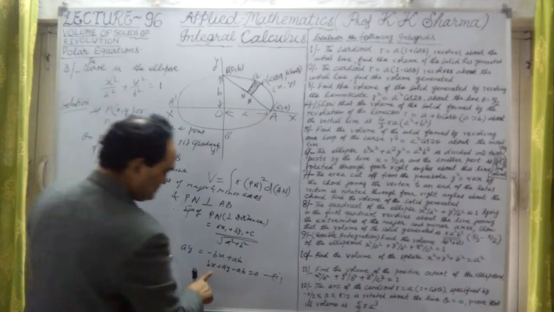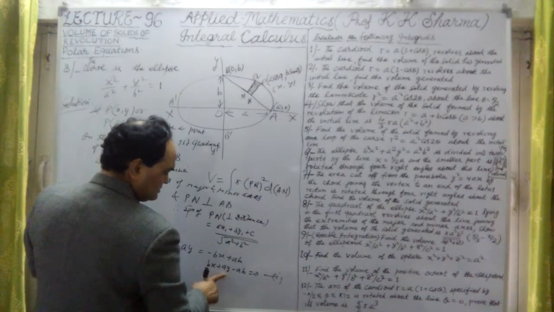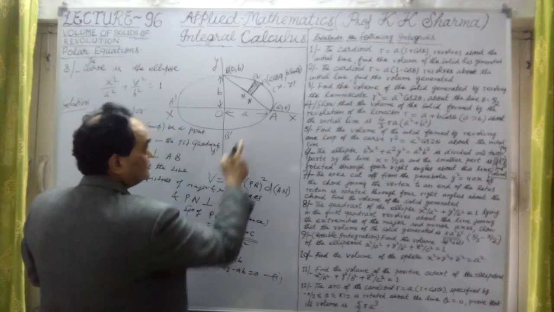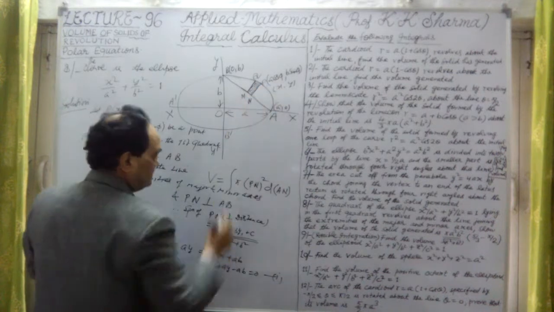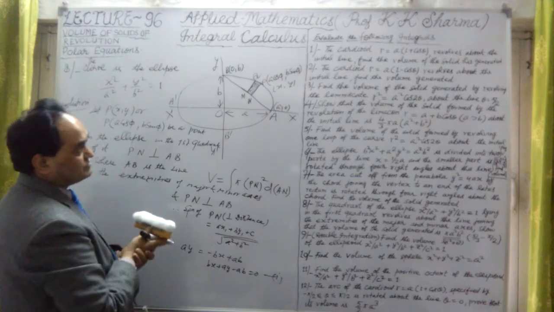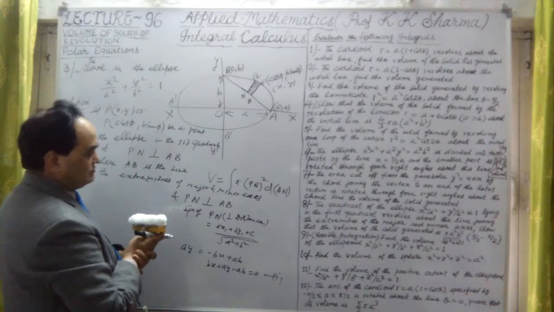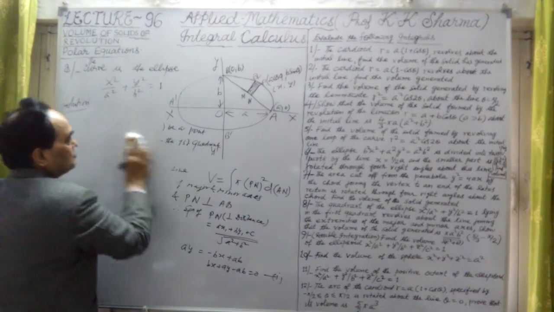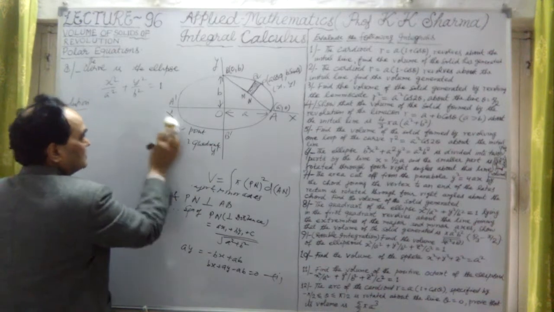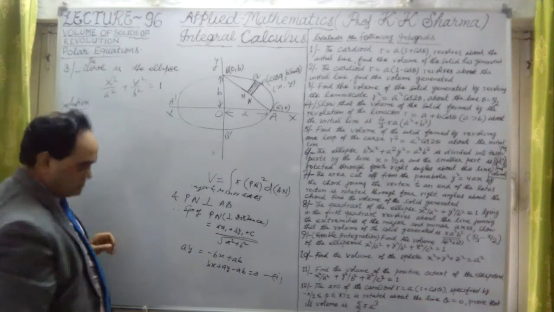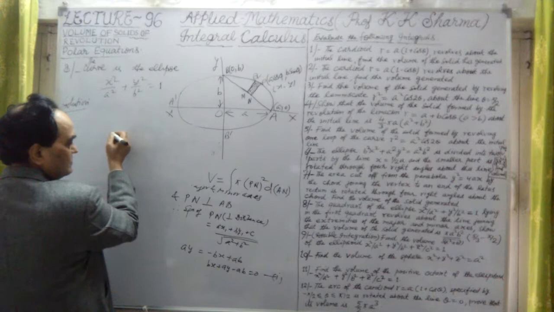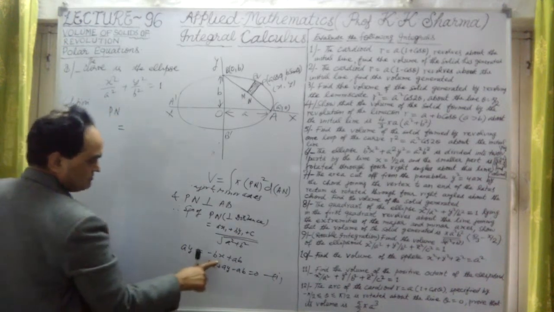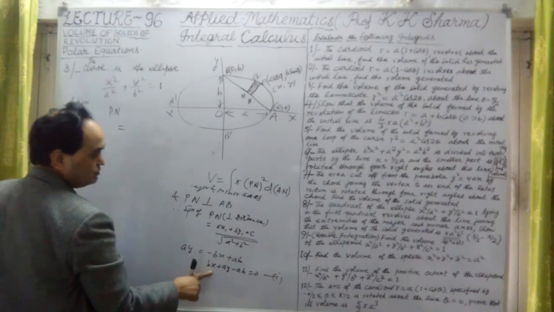In this case, A into X1 and B into Y1, where X1, Y1 are the coordinates of P, which are a cos phi and b sin phi. Let me substitute these points here. We are calculating PN, so PN is equal to ab into x.